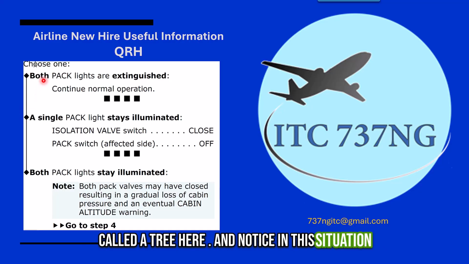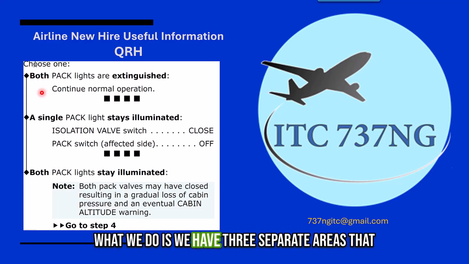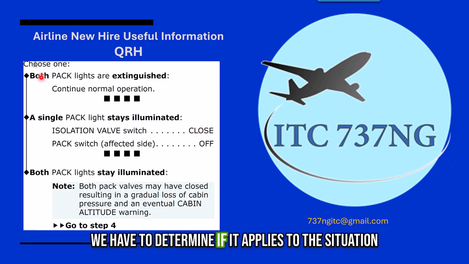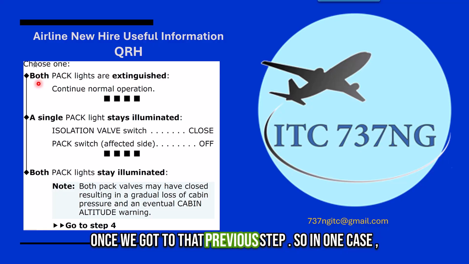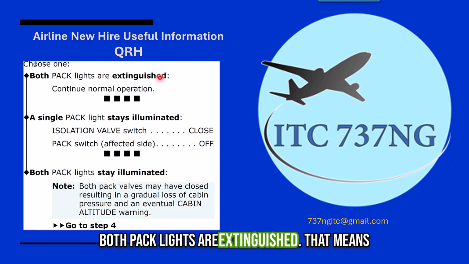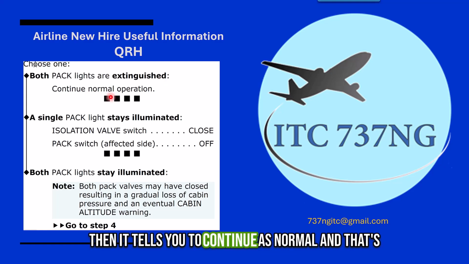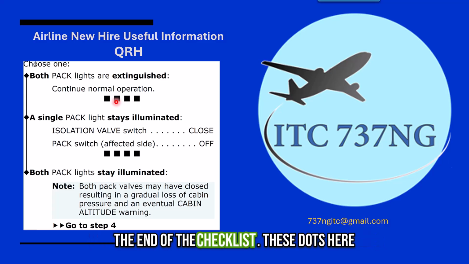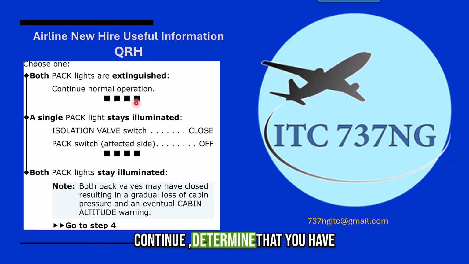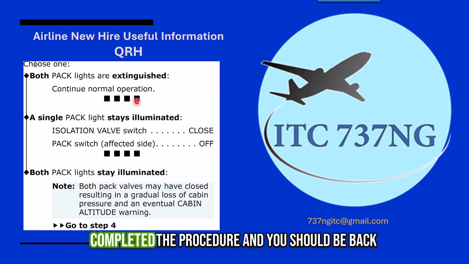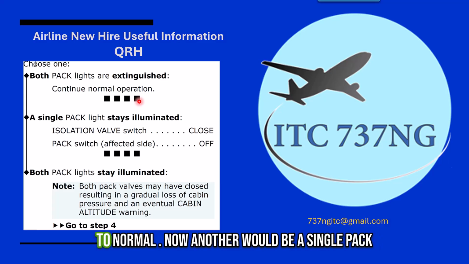And notice in this situation, we have three separate areas that we have to determine apply to the situation once we got to that previous step. So in one case, both pack lights are extinguished. That means what you did above corrected the situation, and then it tells you to continue as normal, and that's the end of the checklist. These dots here indicate that you have completed the procedure, and you should be back to normal.